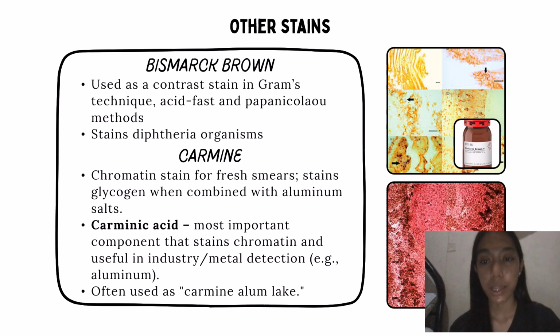Next is the carmine. Carmine is a chromatin stain that is commonly used in fresh smear preparation, especially effective when combined with aluminum salts to stain glycogen. Its active component, carminic acid, is responsible for its staining properties, and it is also valued in industry for detecting metal ions such as aluminum. Carmine is often used in the form of a carmine alum lake, which enhances its affinity for cellular components.